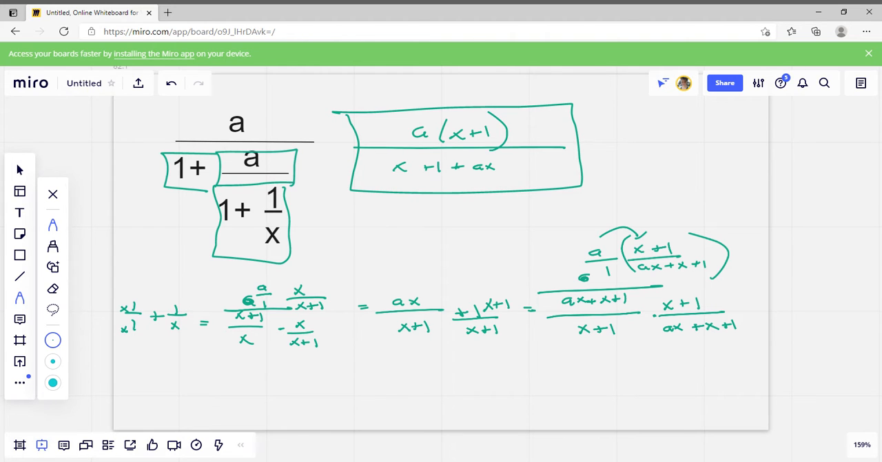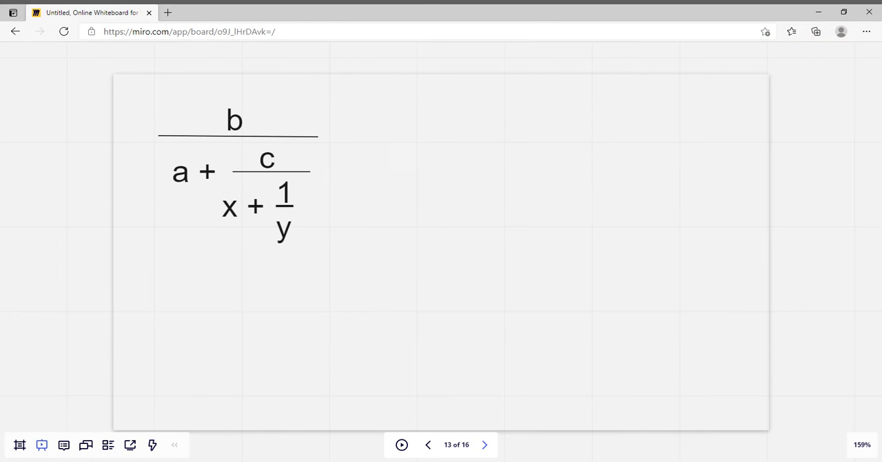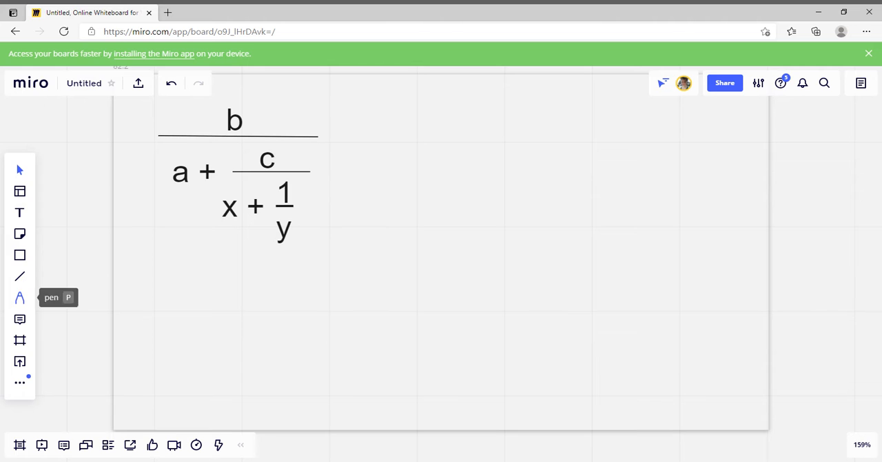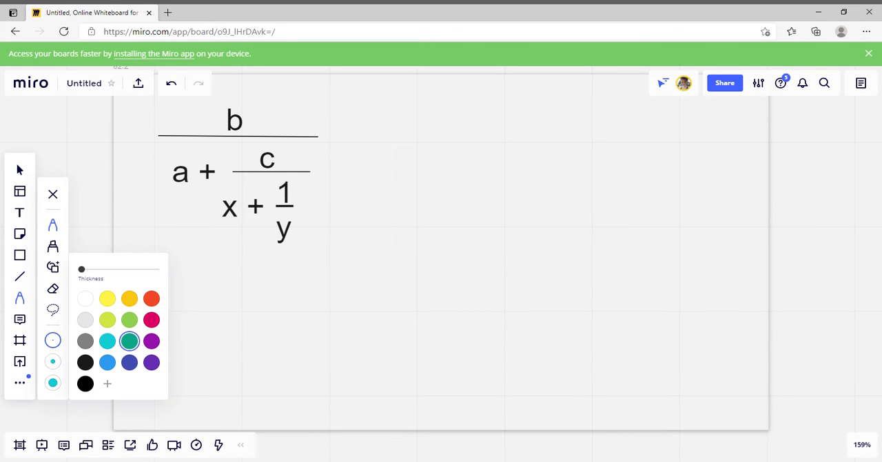Alright, let's try another one. It's a little more complicated. Not too bad though. Alright, so we're going to start by, let's see if I can make that any smaller. Nope. Okay. So we're going to start with this part.